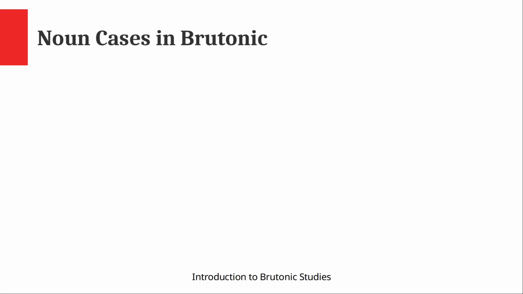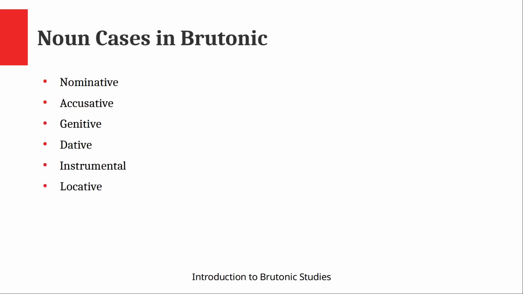Nouns in Brutonic come in a variety of cases. First are the 4 cases present in Old High German, the nominative, accusative, genitive, and dative. Additionally, there are the instrumental and locative, both present in some dialects of Old English. Finally, we have the vocative and ablative, both of which are found in Common Brutonic.